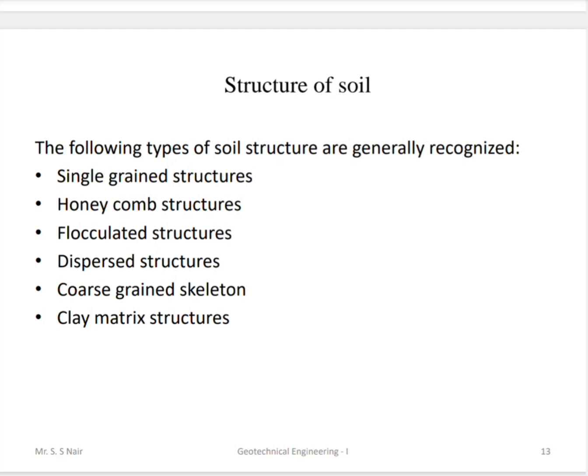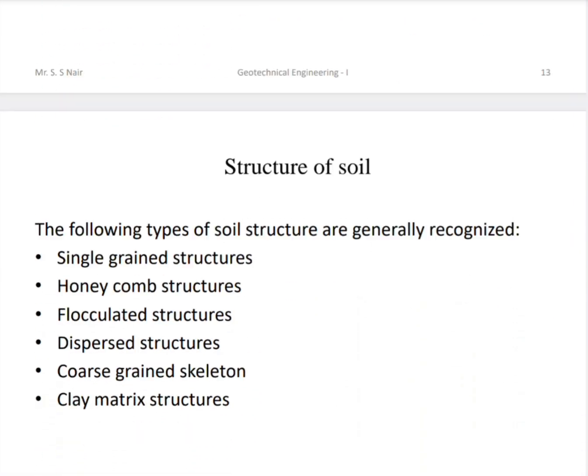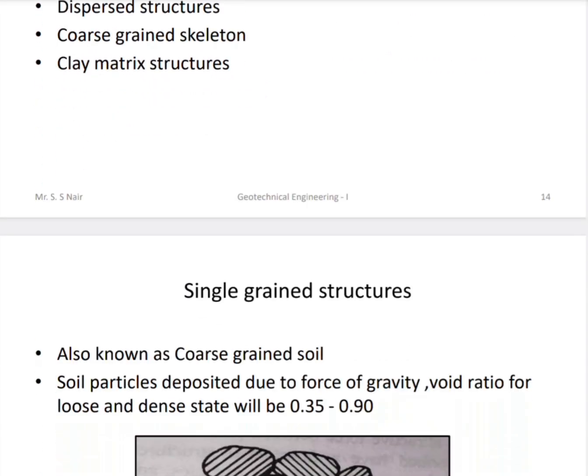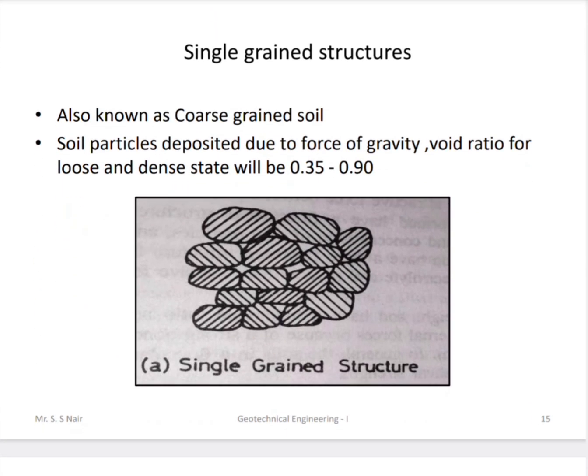Structure of soil is mainly classified into 6 categories. We'll be discussing them one by one. Single grained structure, also known as coarse grained soil. Soil particles deposit due to gravity, where you can see the loose to dense state is 0.35 to 0.90 void ratio. Here coarse grain particles are denoted as single grain structure.